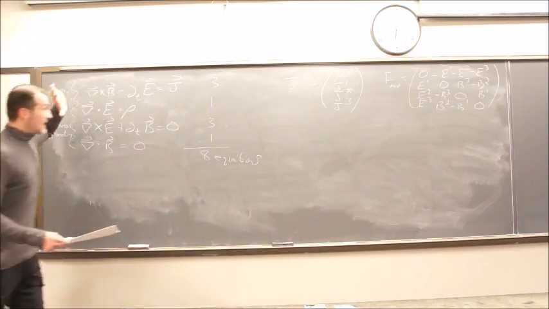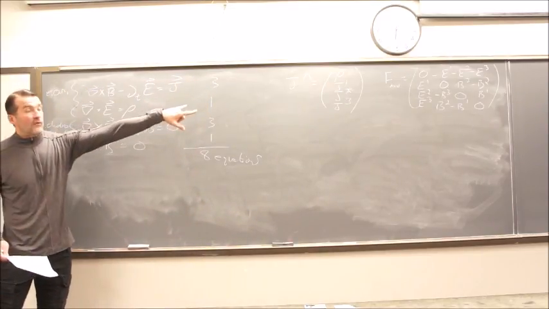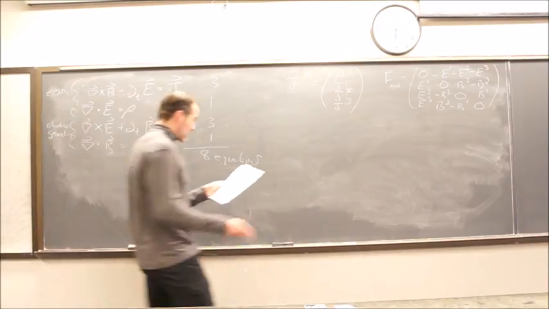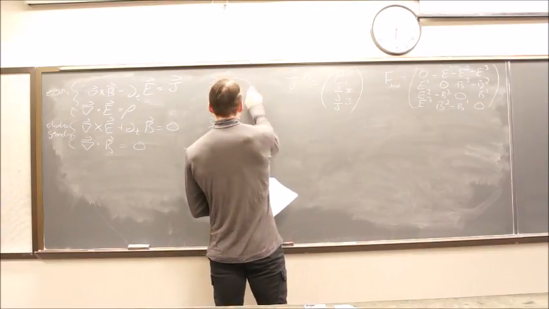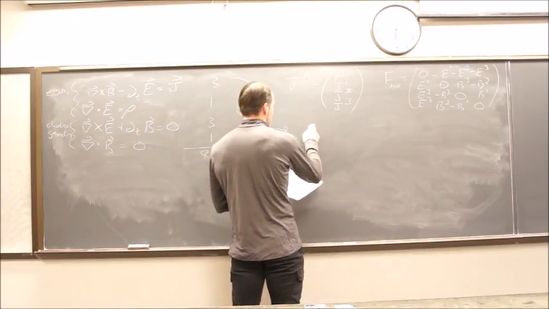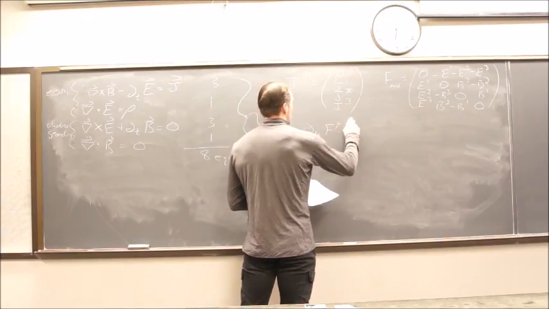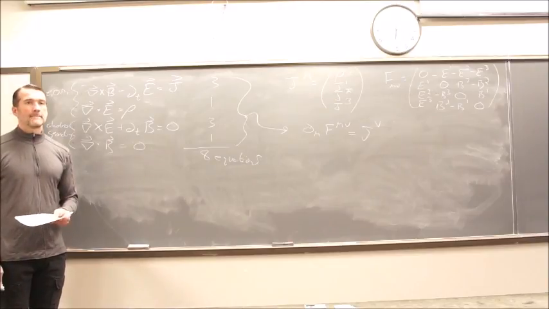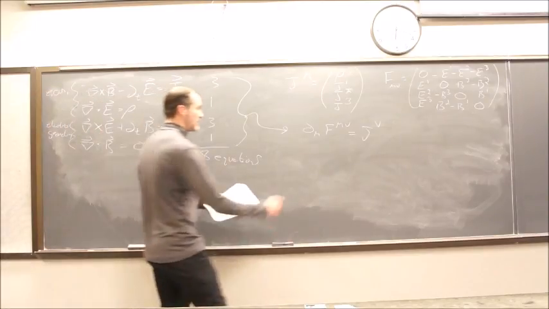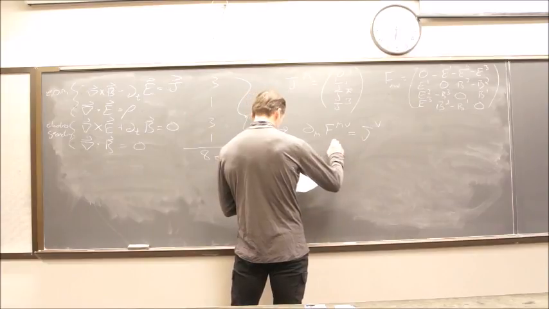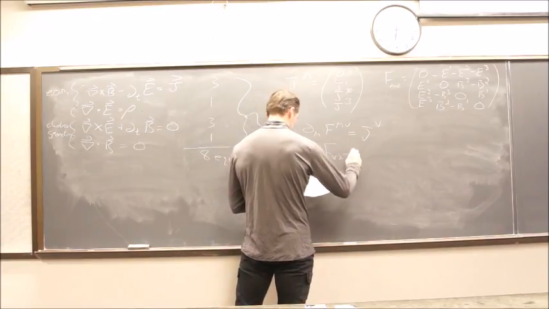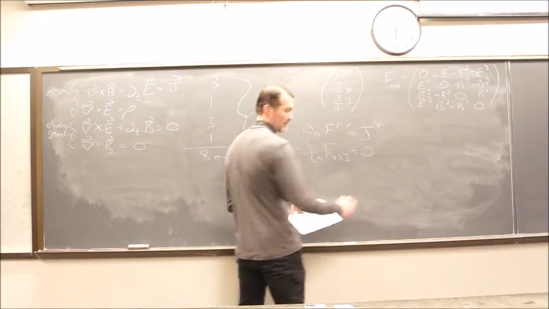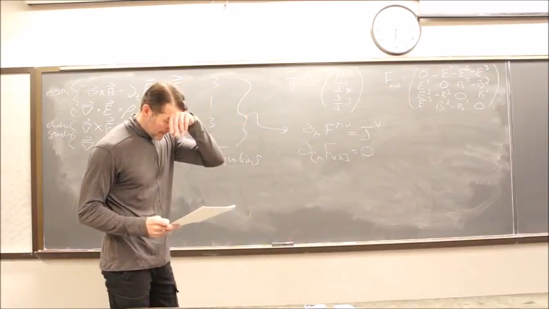So I want to now take these, though, and with those four-dimensional generalizations, rewrite the equations. And so here we go. This is what's sweet. All of these become d mu F mu nu equals j nu, and d [mu F nu lambda] equals 0. The worst looking j I've ever written in my entire life.